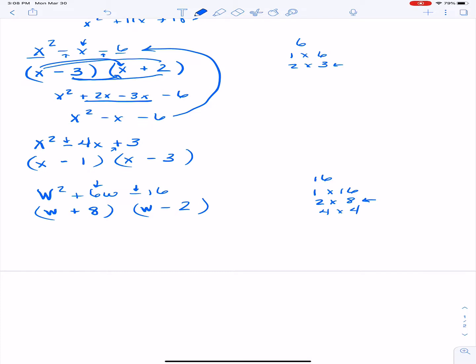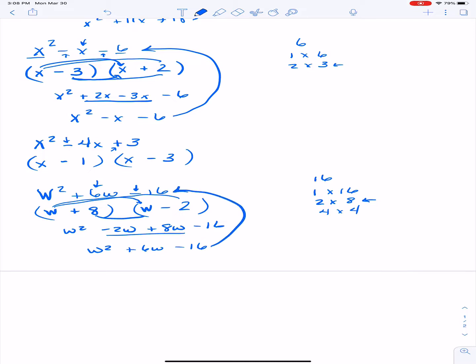If I want to check my work, I can go ahead and FOIL it. And when I FOIL, I get w squared minus 2w plus 8w minus 16. If I combine these, I get w squared plus 6w minus 16, and that gives me my original trinomial.